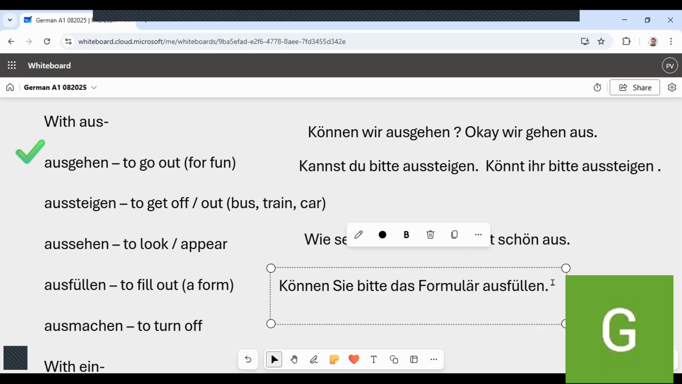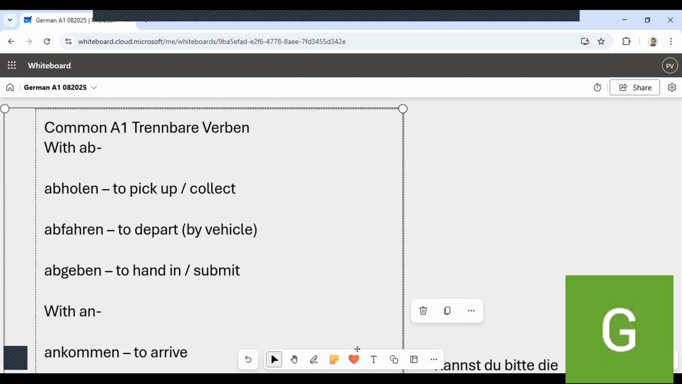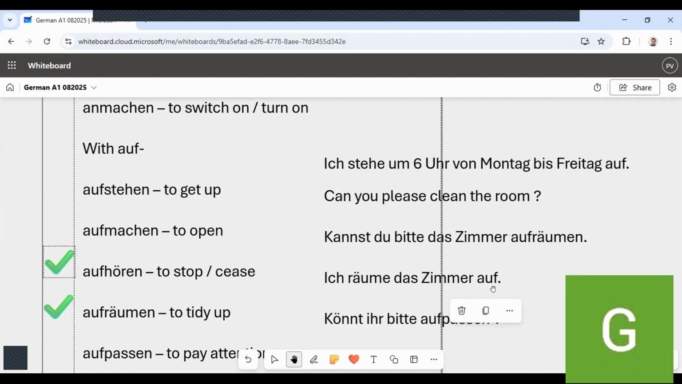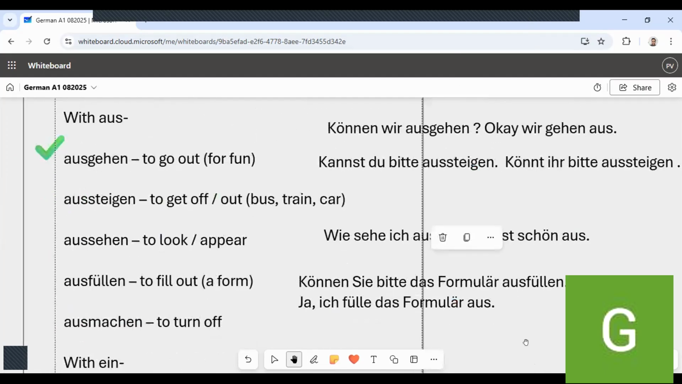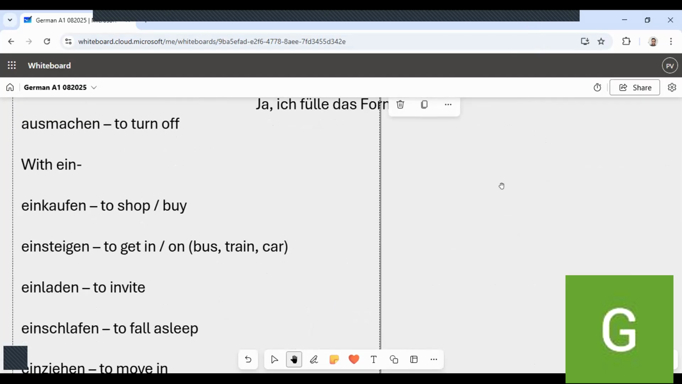And then you will say, fülle das Formular aus. Ausmachen, I already mentioned that it means to turn off. Anmachen is to switch on, ausmachen is to turn off.